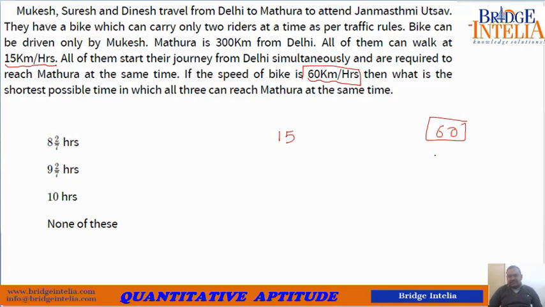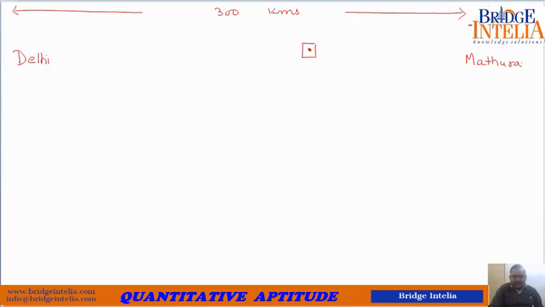So 60 is 4 times 15. If you travel by bike, your speed becomes 4 times the speed at which you can walk. Please remember this fact. If you remember it, this can be solved in the easiest possible way. Otherwise, it will become complicated. Now understand what is happening.